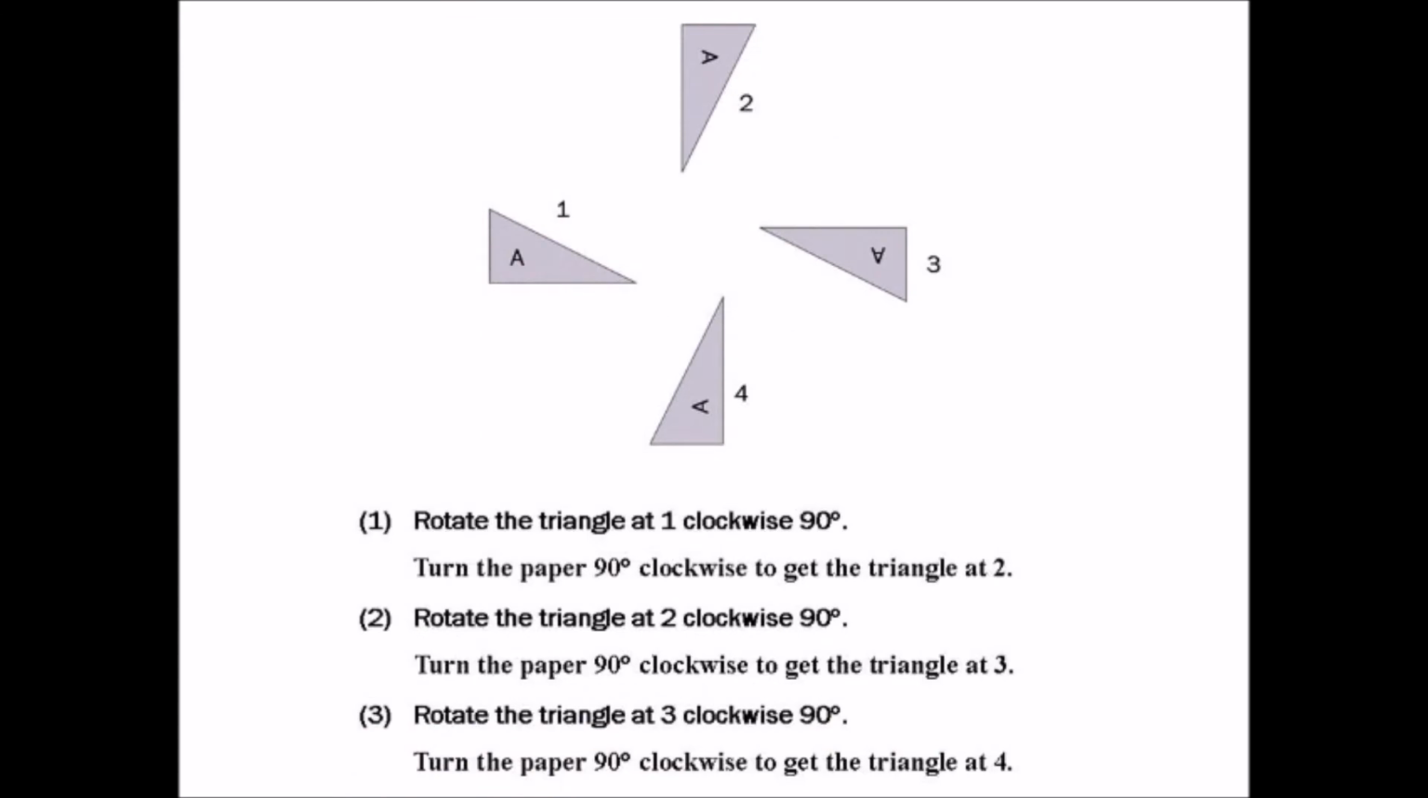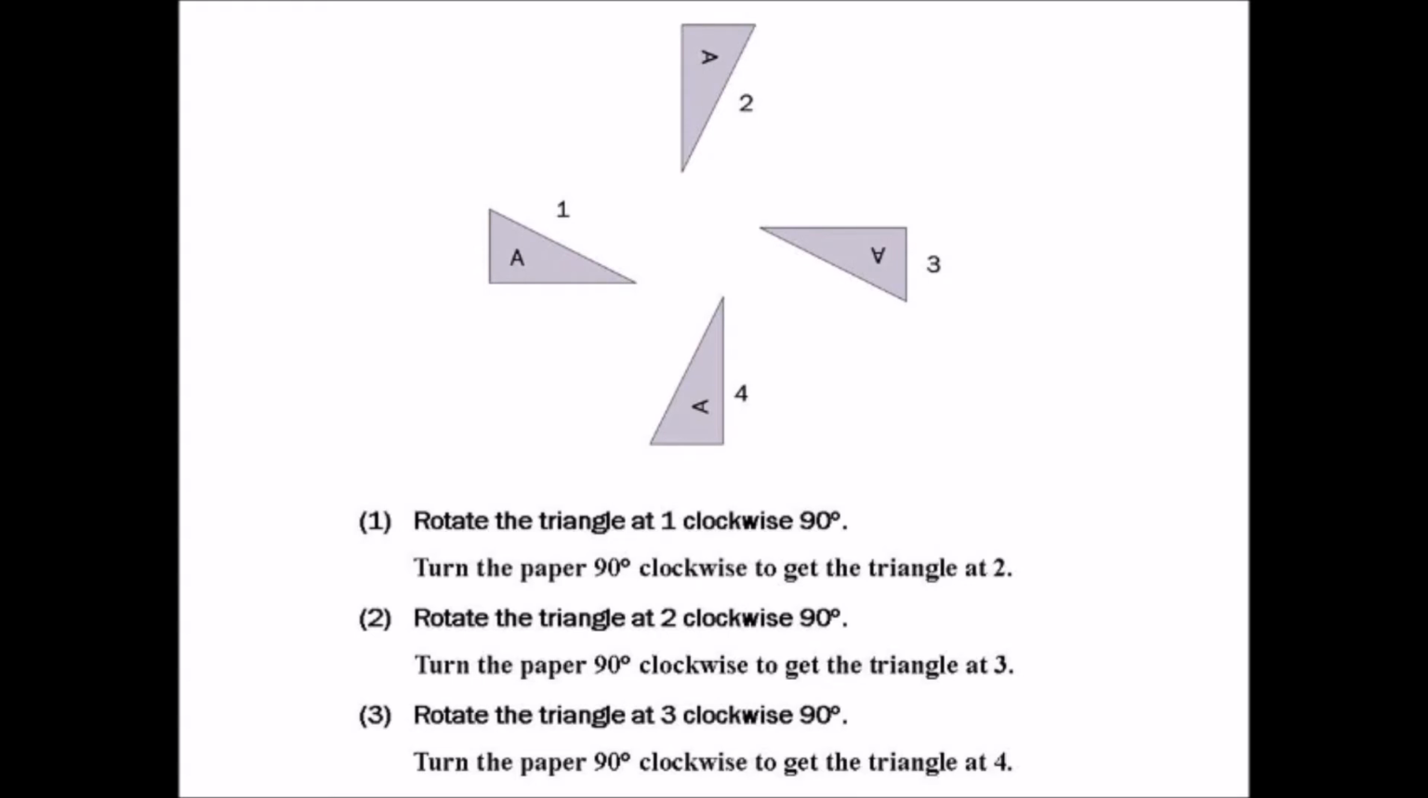Okay, here we go now. This is something simple you have to realize before we move on. Number 1, rotate the triangle at 1 clockwise 90. Turn the paper 90 degrees clockwise and you would get the triangle at 2. Okay, rotate the triangle, turn the paper back, rotate the triangle at 2 clockwise 90, and if you do that, then you'd get the triangle at 3.